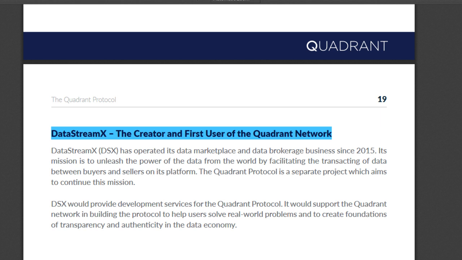So if somebody has questions, you know, is this a bunch of guys in their garage? Do they have any products in the market already? You can say that DataStream X is the creator and going to be the first user of the Quadrant network, so it will have some blood pumping in its veins from the very beginning.